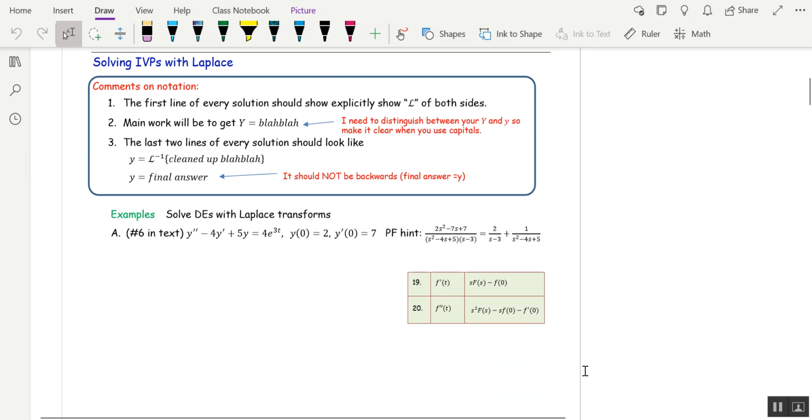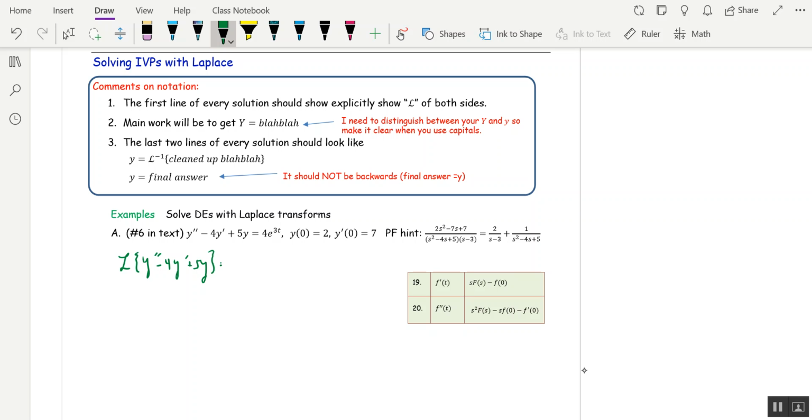Okay, so let's get started. This is number 6 from your textbook. I'm going to take L of both sides. So L of y double prime minus 4y prime plus 5y equals L of 4e to the 3t.